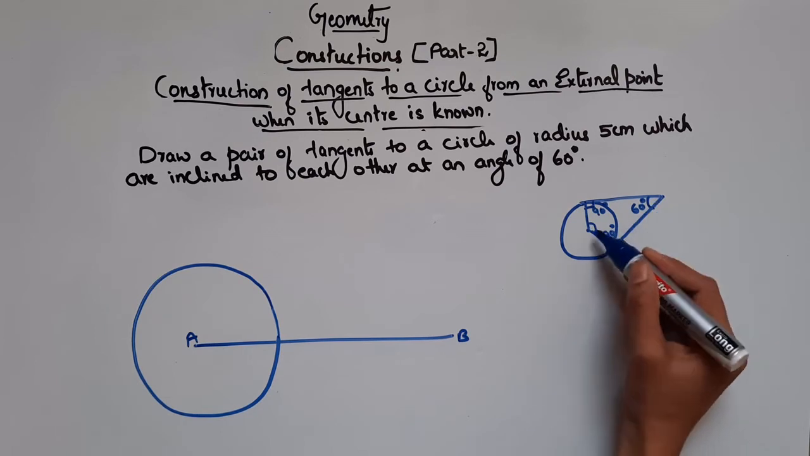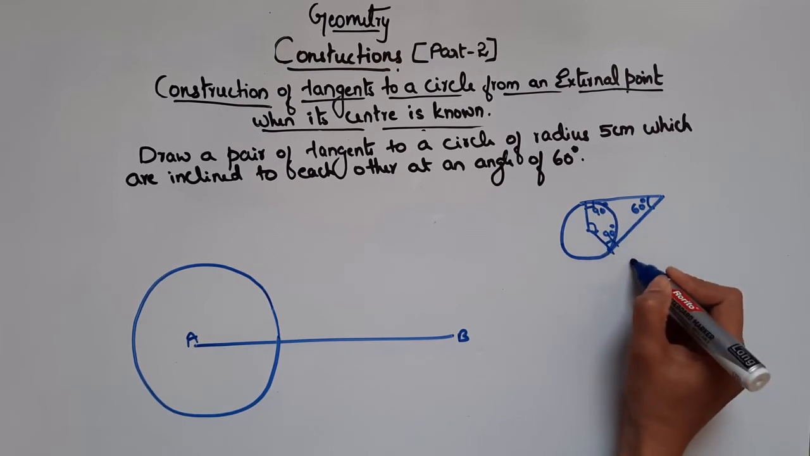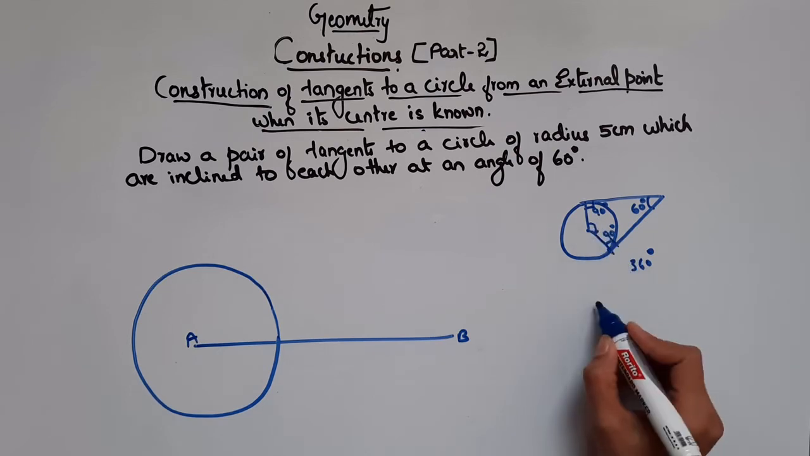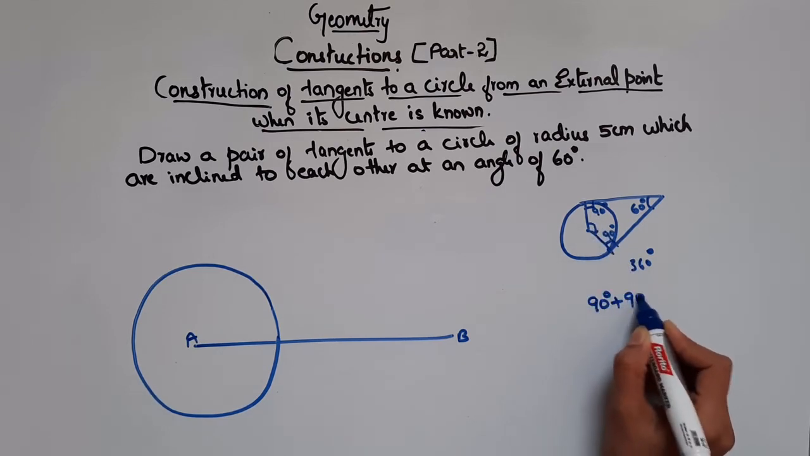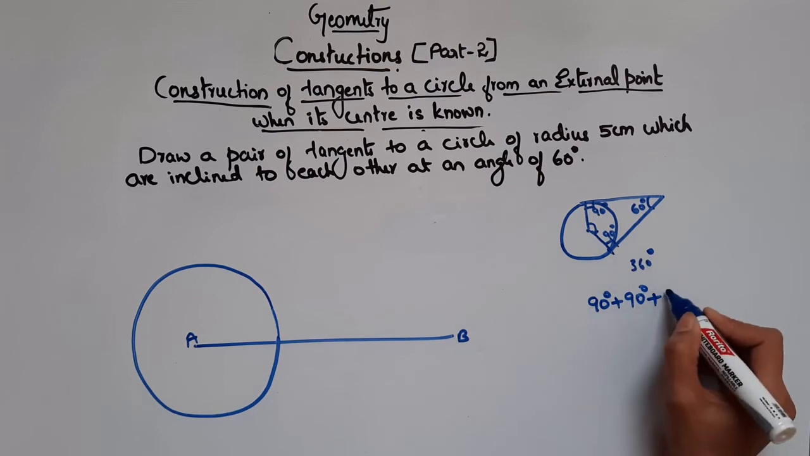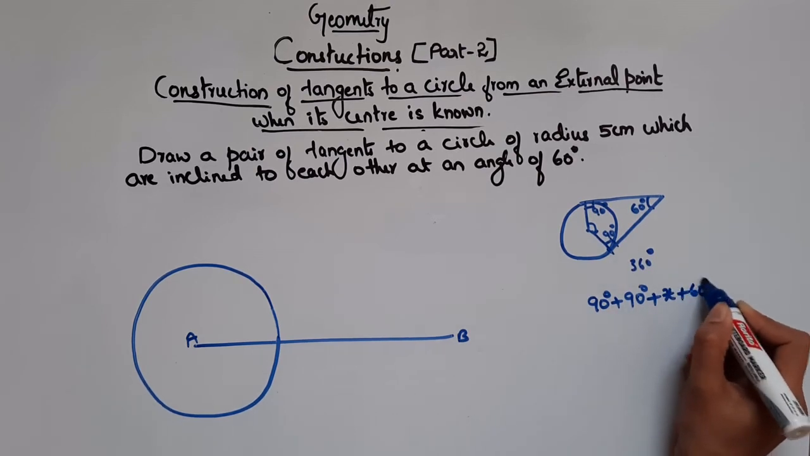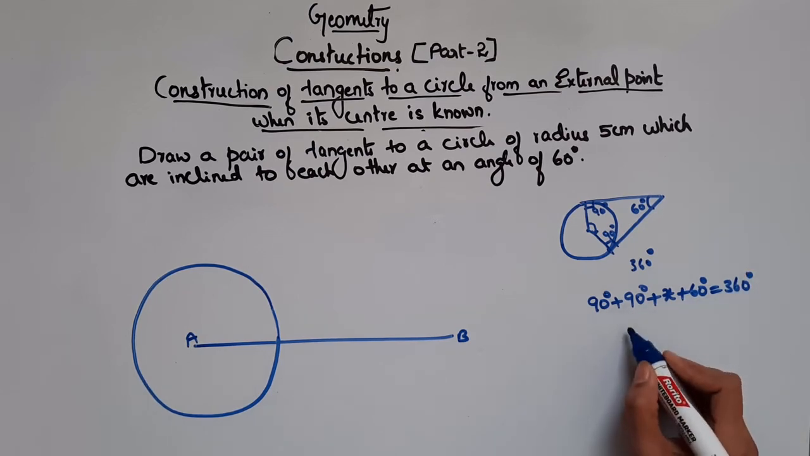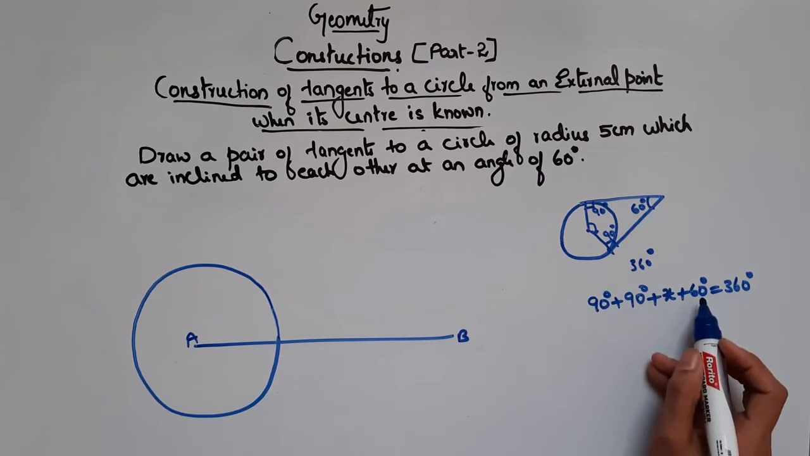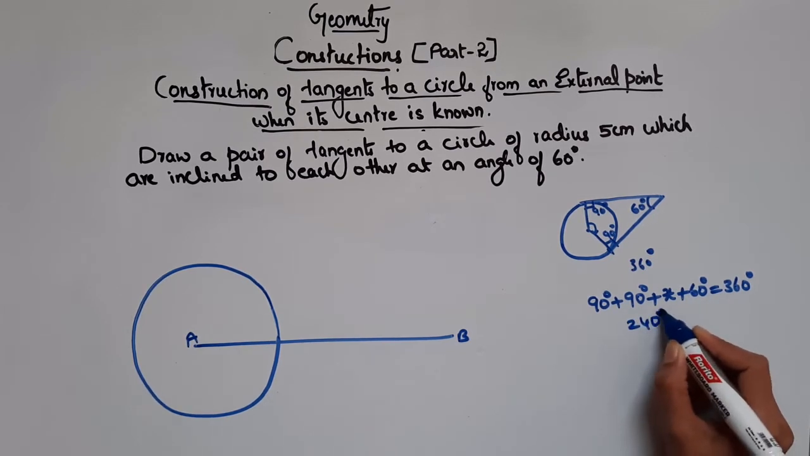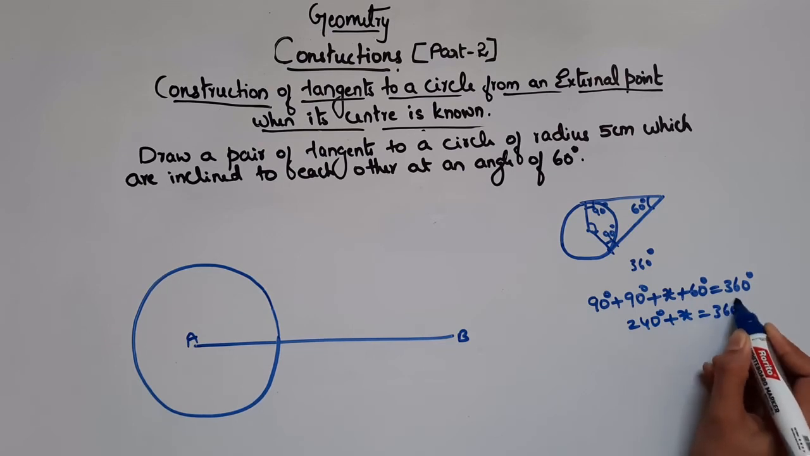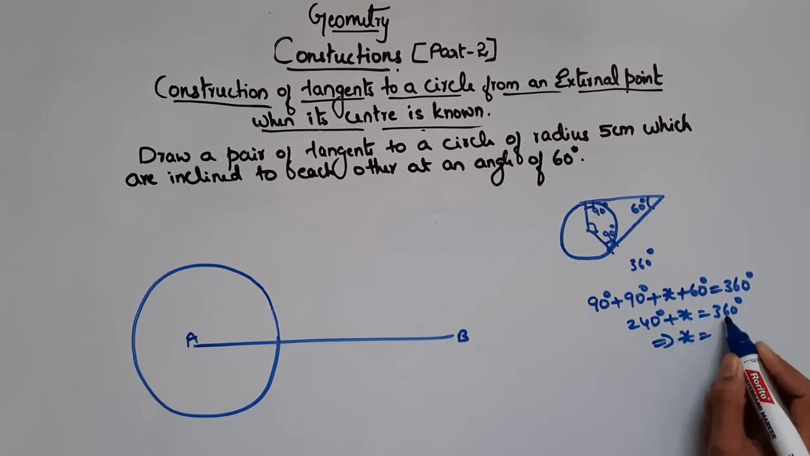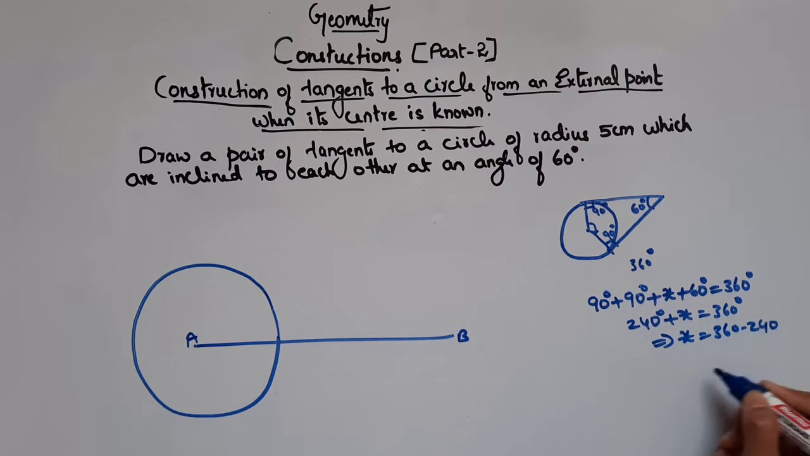We know in a quadrilateral, the sum of all the angles is equal to 360 degrees. So here we have 90 degrees plus 90 degrees plus the center angle we don't know. Let's take it as x, plus 60 degrees, should be equal to 360 degrees. So 90 plus 90 is 180. So 180 plus 60 will give you 240. So 240 degrees plus x is equal to 360 degrees. So this implies x is equal to 360 minus 240. That will give you 120 degrees. So your center angle should be 120 degrees.